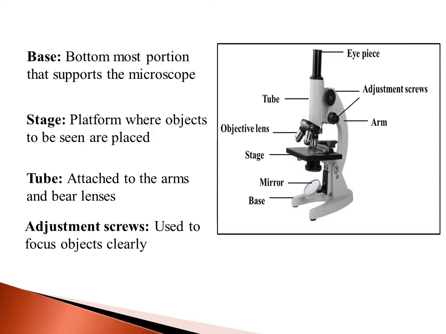Base is the bottommost part of a microscope. The object to be seen is placed on a glass slide and then on the stage. Tube is attached to the arm of a microscope and it bears lenses. Both eyepiece as well as objective lens are connected to the tube. Adjustment screws help to adjust objective lens and clear our focus.